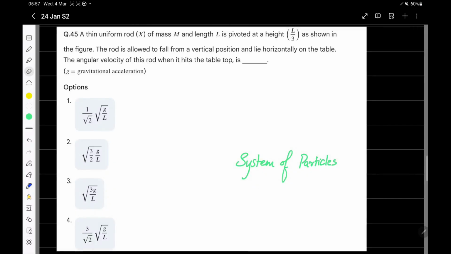Hello students, we are solving a question on rotation from 24th January shift of JEE Mains 2026. The question says a thin rod of mass M and length L is pivoted at a height L by 3 as shown in the figure. The rod is allowed to fall from the vertical position and lie horizontally on the table. The angular velocity of this rod when it hits the top of the table is.